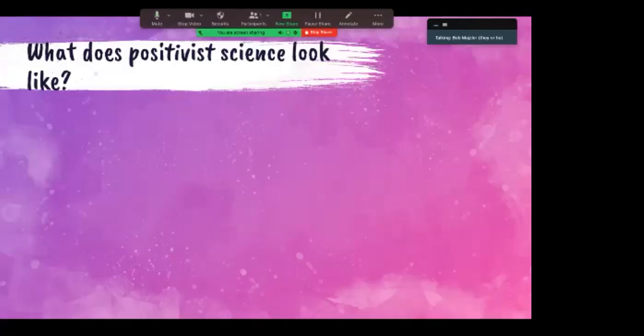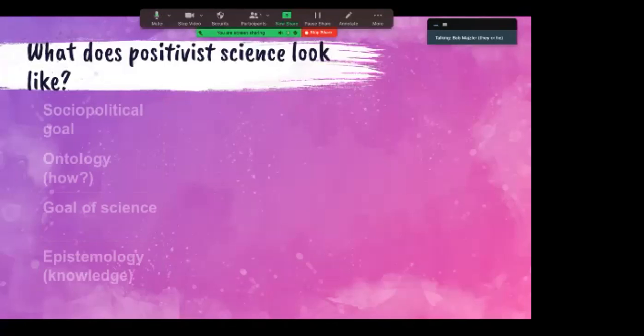So what does positivist science look like? We can look at these elements, basically the assumptions, the philosophy of positivism and its effects on the world. So this is the philosophy of science. We can look at what the goals of positivism are, what the ontology is, or its assumptions about how the world works, what the goals of that science are. That's different from the socio-political goals, although they're interrelated. And then what's the epistemology? How does positivism think about knowledge and knowledge production?